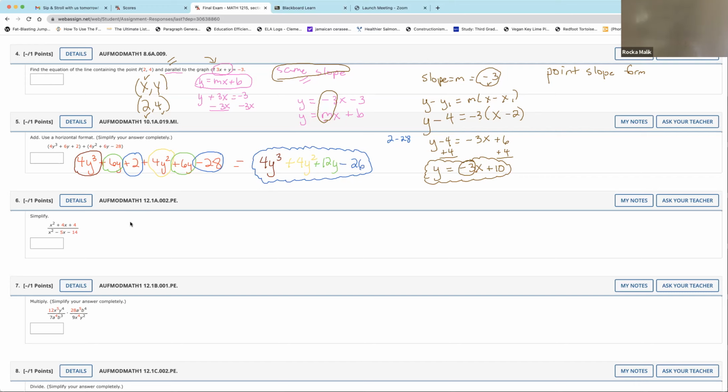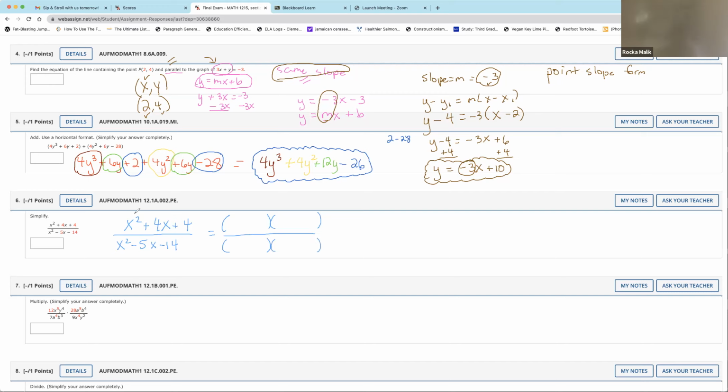Next one, simplify this. Is it x squared minus 5x minus 14 on the bottom? A lot of space to work it out. So I'm going to factor the top, factor the bottom, and see if I can cancel out anything. Okay, so the top, and the bottom.